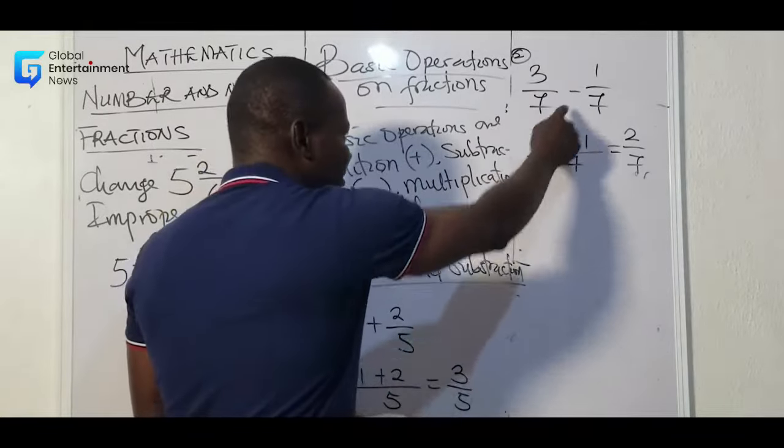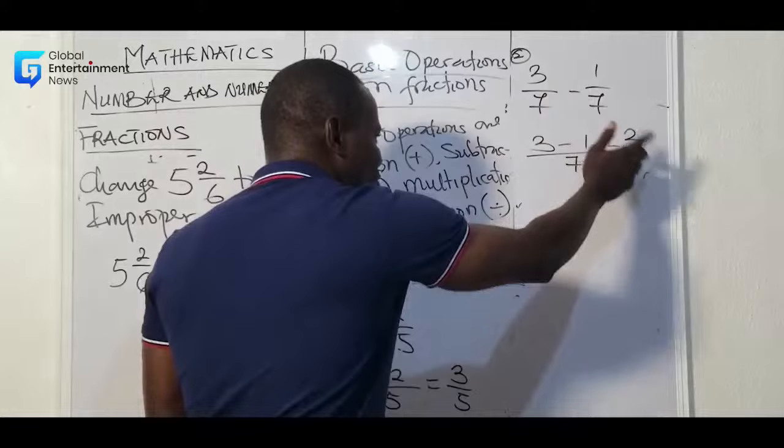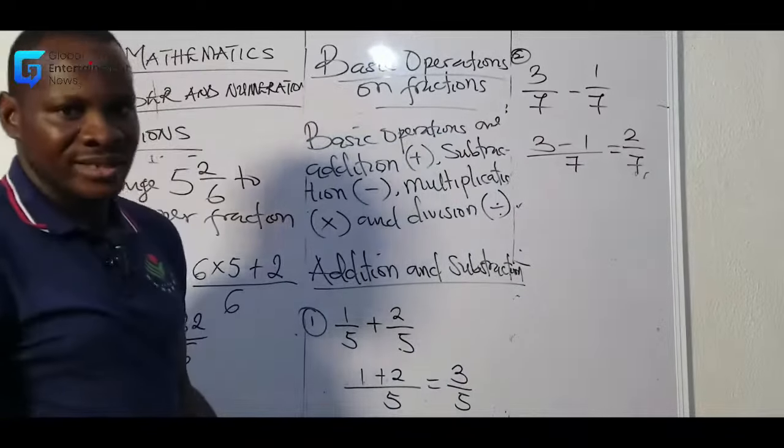1 times 3 is 3 minus, how many 7 can we see in 7? 1. 1 times 1 is 1. And when you subtract, you will get the same thing.